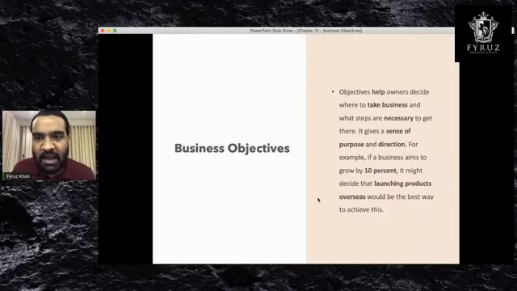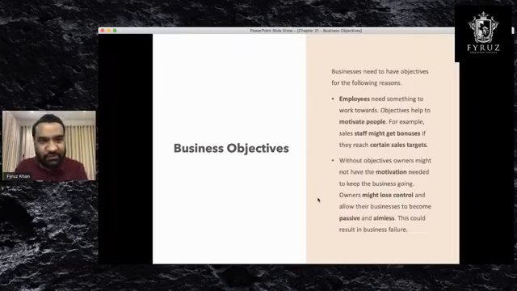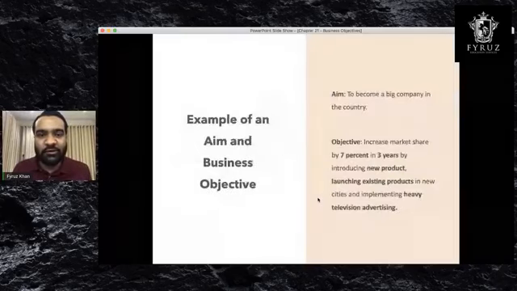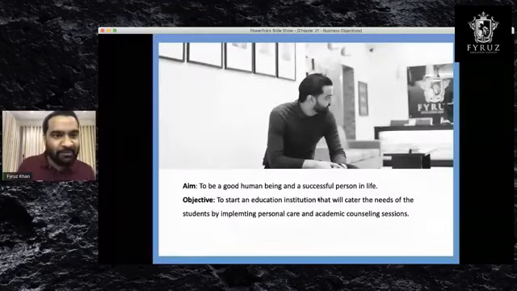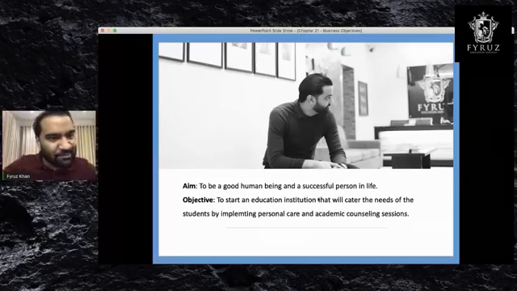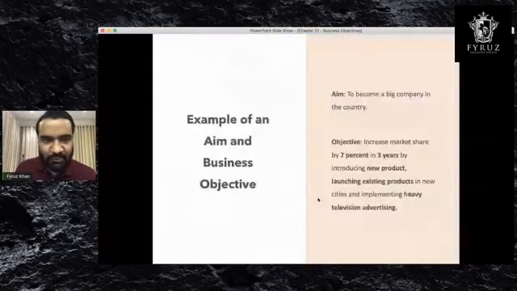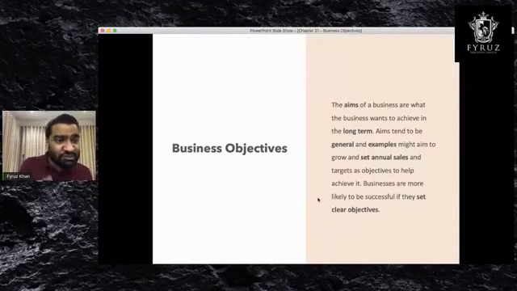And why are objectives important? The three reasons are given here. I've given an example in my personal context as well. So we have some more slides left. We'll finish this chapter tomorrow.